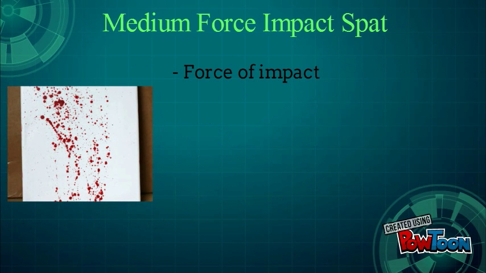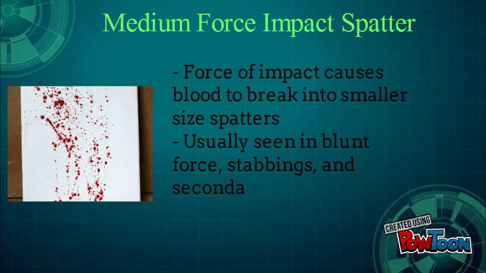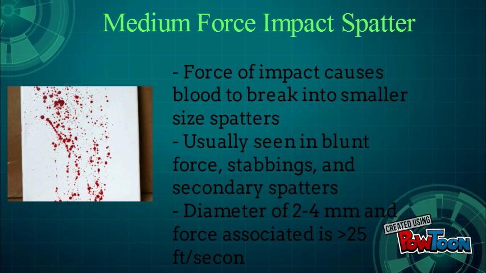Force of medium impact causes blood to break into smaller sized spatters. It is usually seen in blunt force stabbings and secondary spatters. The diameter is usually between 2 to 4 millimeters, and the force associated with this is greater than 25 feet per second.